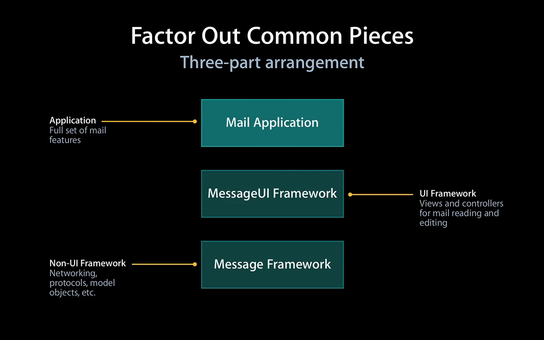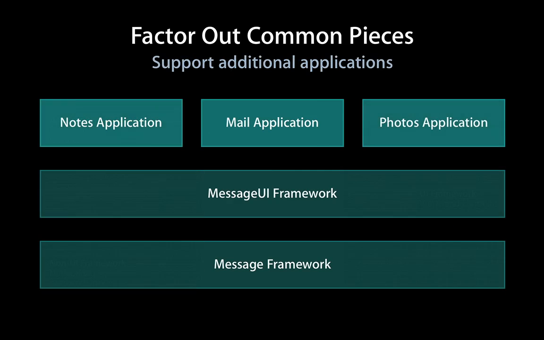Okay? So all the non-UI elements are down at the bottom level. At the middle level, we have UI elements, things like compose views and lists of messages and controllers for mediating between the views and the model objects. And then all the way up at the top, we've got the full-featured mail application itself. Now, I think you know where this is going.